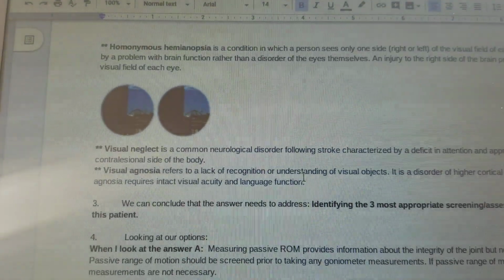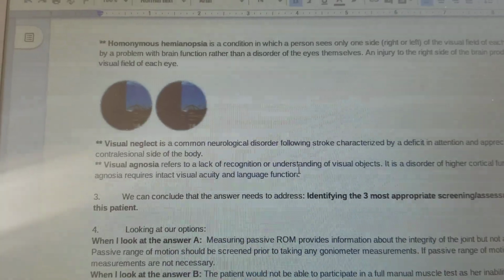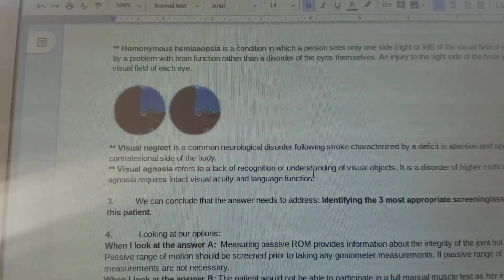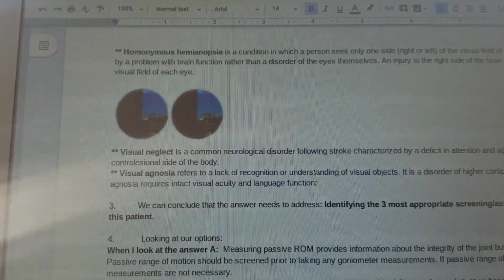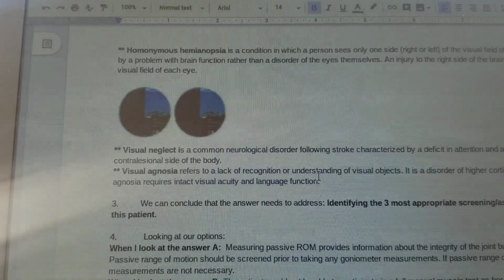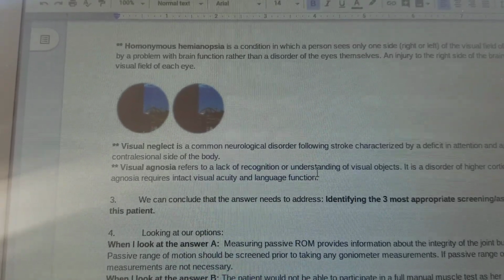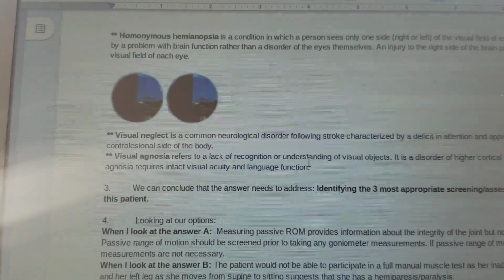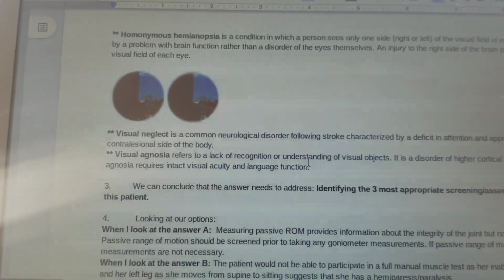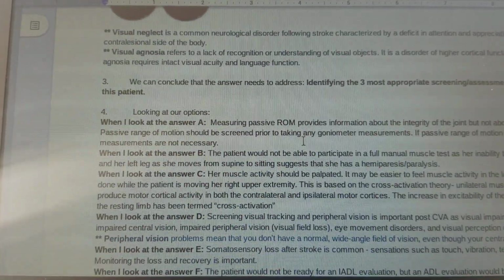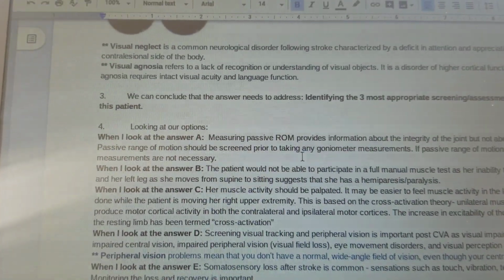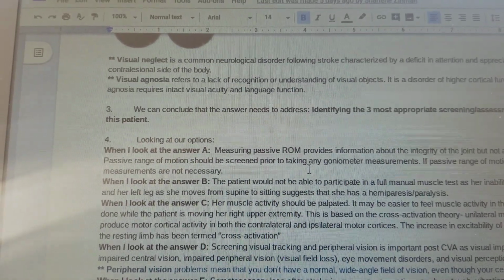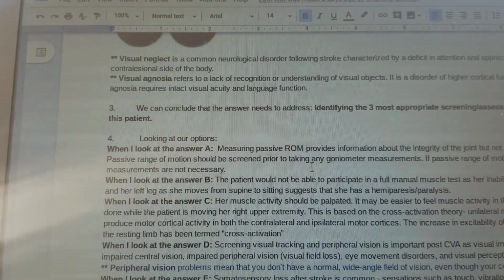So visual neglect is a common neurological disorder following stroke characterized by a deficit in attention and appreciation of stimuli on the contralesional side of the body. And visual agnosia refers to a lack of recognition of or understanding of visual objects. It is a disorder of higher cortical function. The strict diagnosis of visual agnosia requires intact visual acuity and language function. So in step 3, we can conclude that the answer needs to address how we identify the 3 most appropriate screening assessments to begin OT evaluation of this patient. So now we can look at the answer choices.